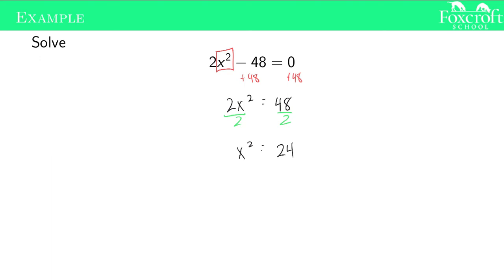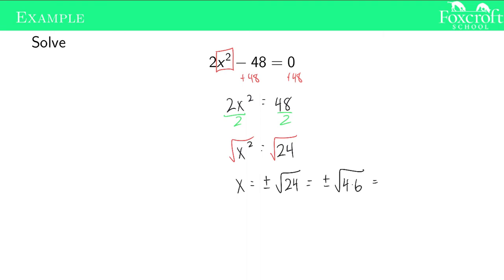This is the first step when you realize you're going to try to solve this equation using square roots: get it to look like this. Your squared term equals a number, and now I take the square root of both sides. The x is going to be plus or minus the square root of 24. And we can simplify the square root of 24. 24 is 4 times 6.